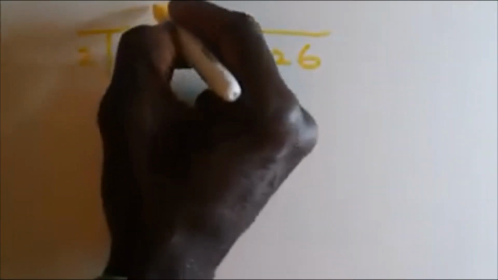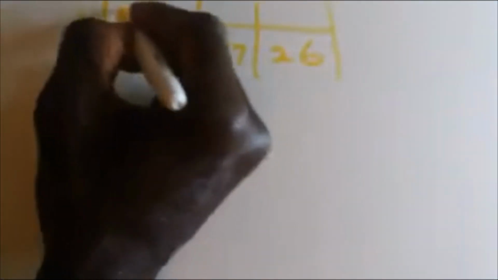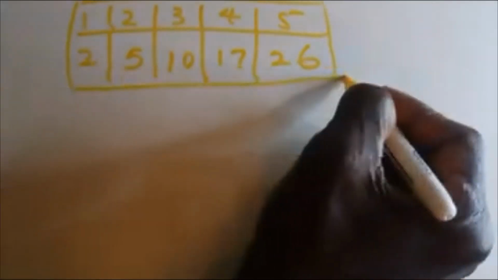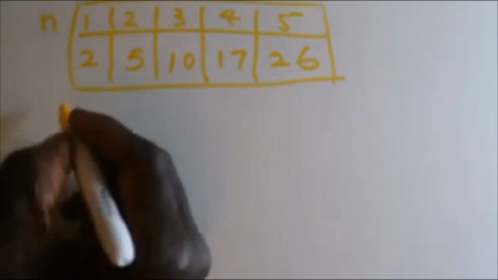Here's another sequence. Looks less familiar. And again, we'll create a table. So position 1, 2, 3, 4, 5. And this is designated by n. The positions are n. Now, let's look for patterns.